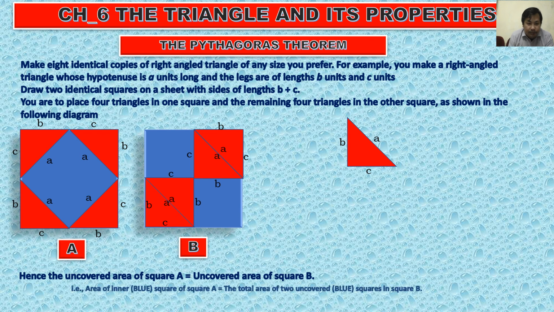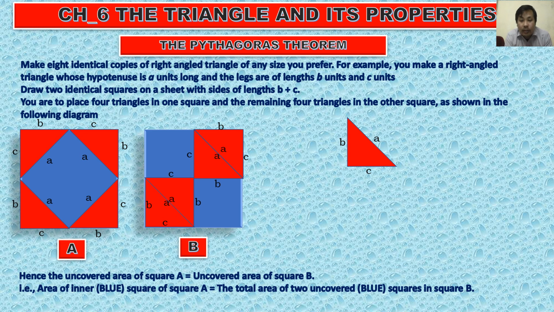Then it means that the area of the inner square, blue area, will be equal to the total area of the uncovered blue squares in the square B. It's the blue squares you see here. Once again, see, we make the area of this smaller square and the bigger square in A and B separately with the same size and same type of right angle triangle only, isn't it? So what happened, that area will be equal.